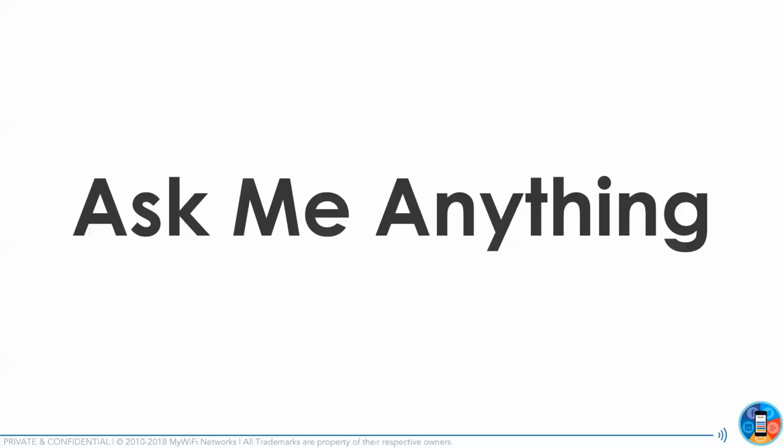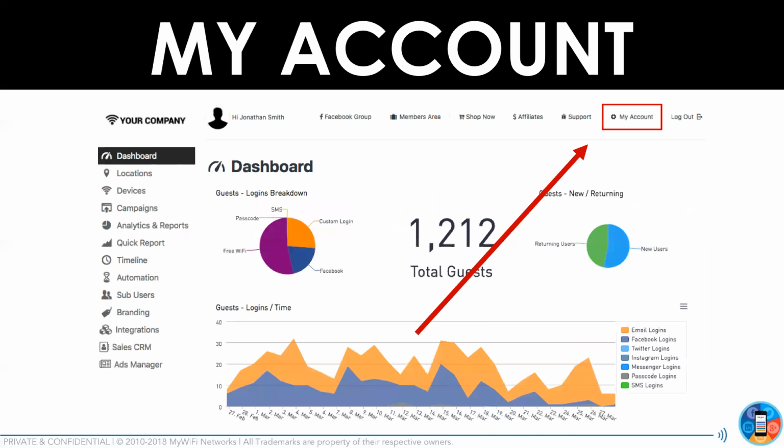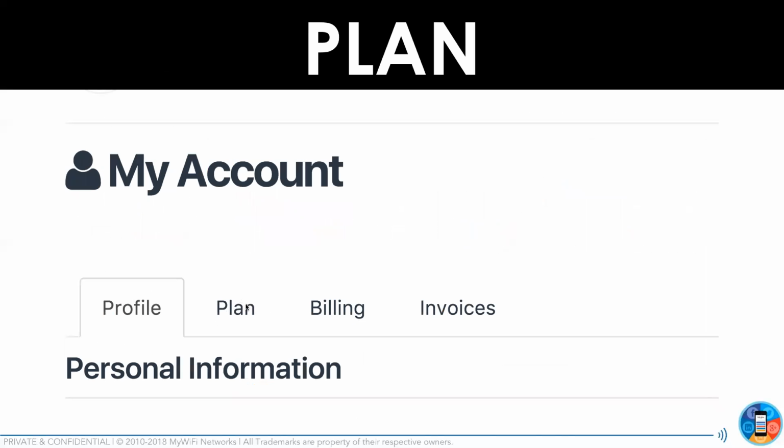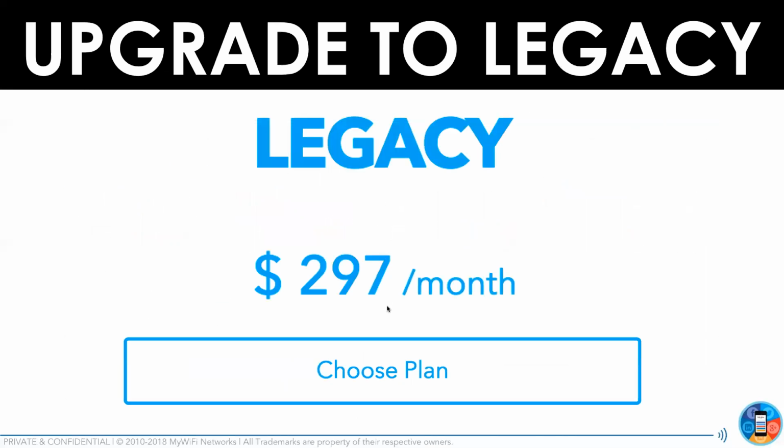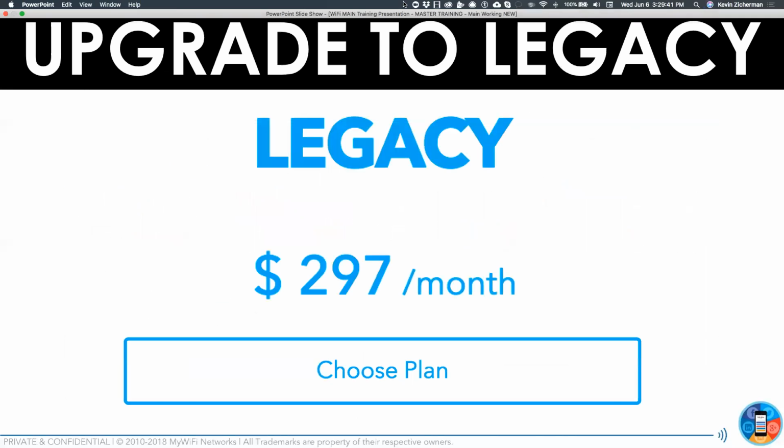So if you're not, the way to get to that is My Account. Click on My Account over there, then click on the Plan tab. Under the Plan tab, make sure that you're on a legacy plan or an MSP plan, and you'll be all set to go.